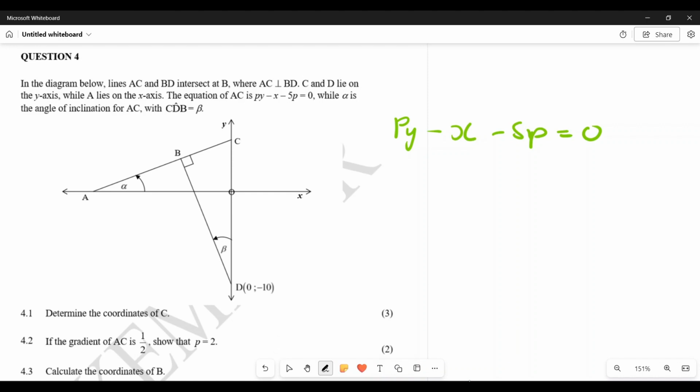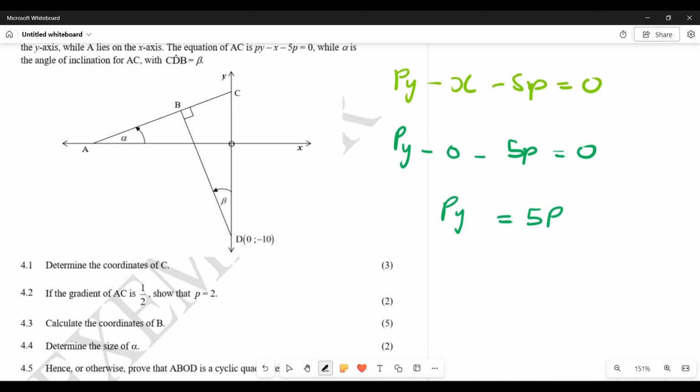Now at C, I can see that C is my y-intercept, meaning that in this instance my x is going to be equal to 0. So py minus 0 minus 5p is equal to 0. Now I'm going to try to determine my y coordinate, and how would I go about doing that? Basically here, I'm going to take the 5p to the other side. So here I'm left with p multiplied by y, which will be equal to positive 5p.